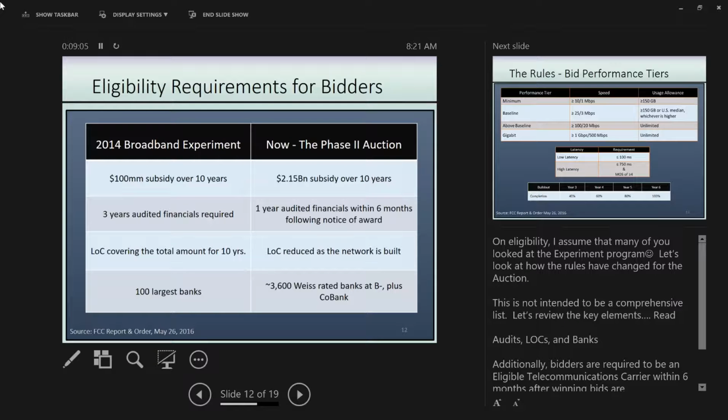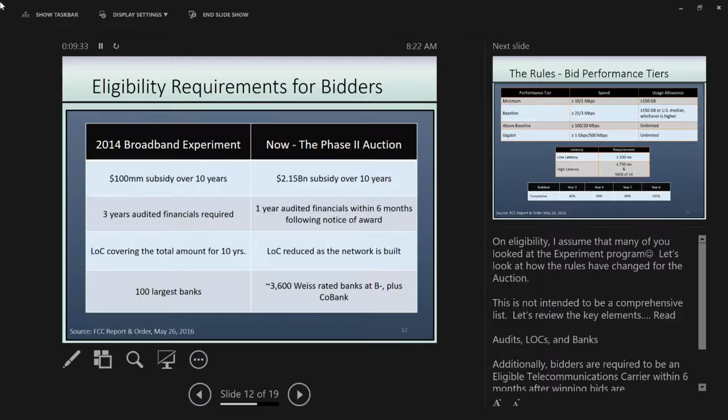I get asked quite a bit, how is this auction different from the rural broadband experiment? Serving as the project manager for the last experiment, I immersed myself in this to a large extent, and there were rules that were very onerous for the small rural providers that are out there in rural America.